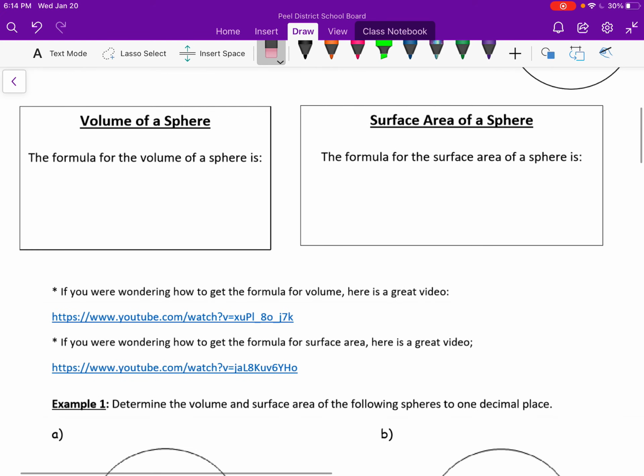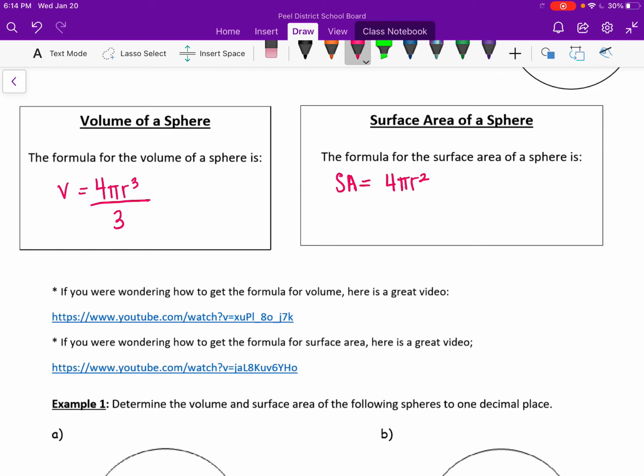The volume of a sphere is represented using the formula: volume is equal to 4 pi r cubed divided by 3. And the surface area, or SA, is equal to 4 pi r squared.